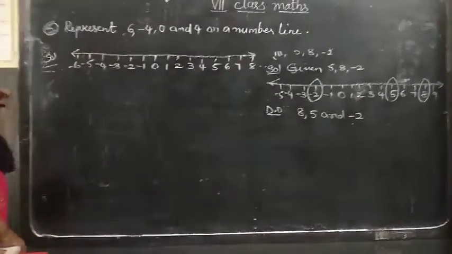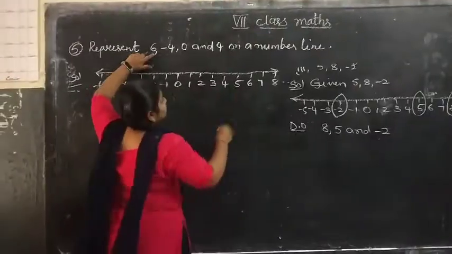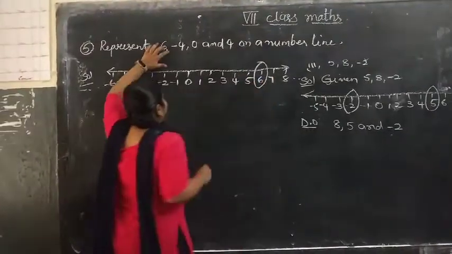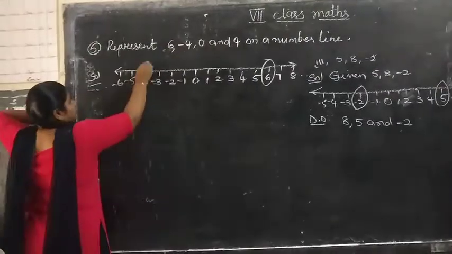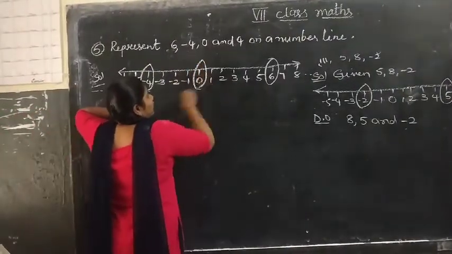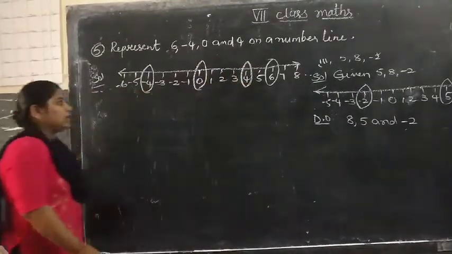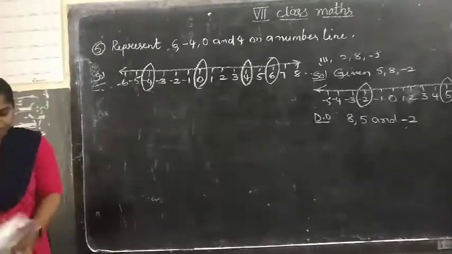So what we have to do, we have to represent them. Represent is just round off the values. First number is 6. Next one is -4. Where is -4 here? Next is 0. And last number is 4. So this is how you represent the given numbers on a number line.